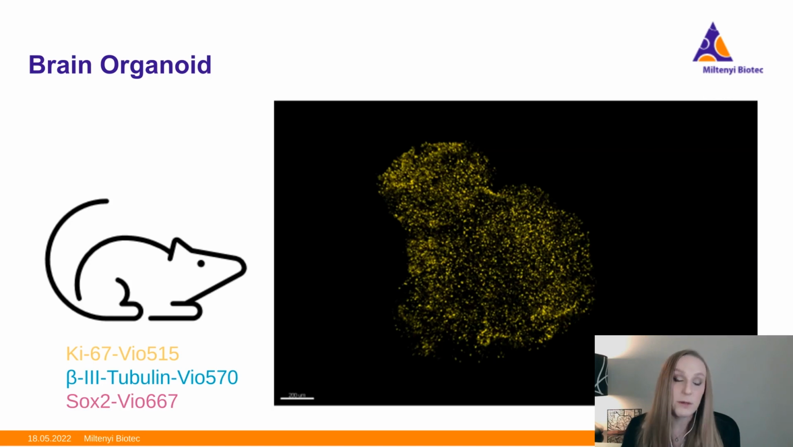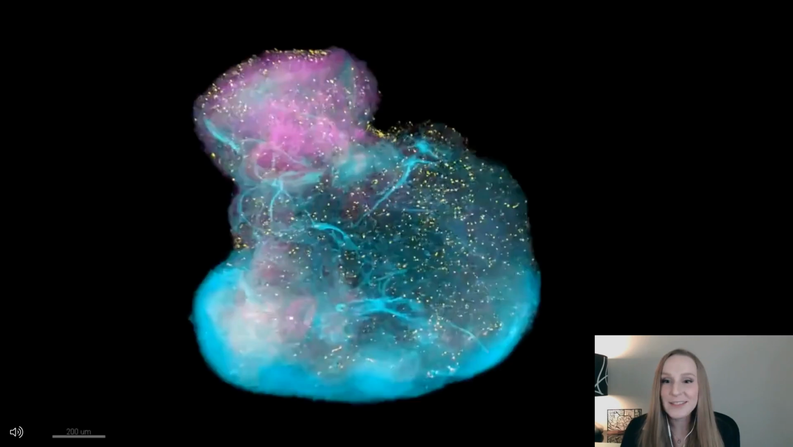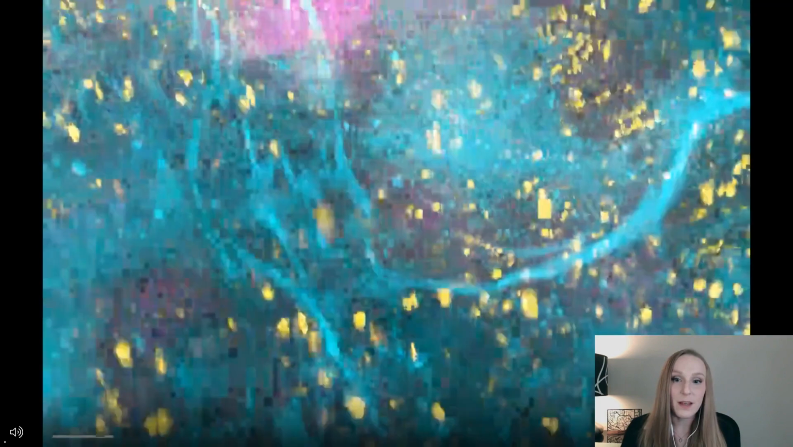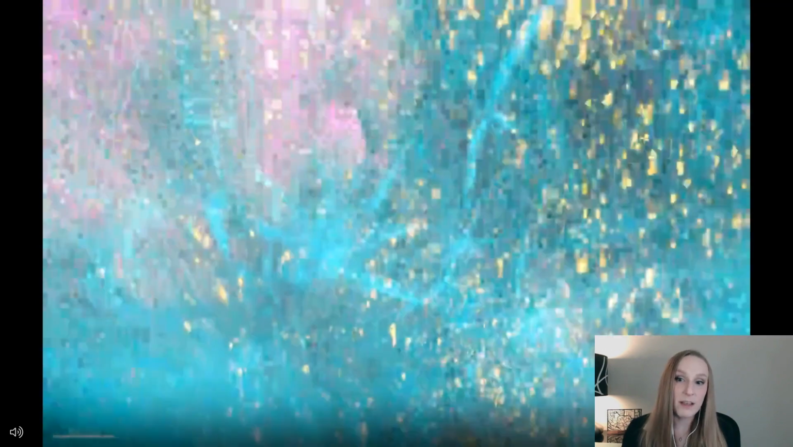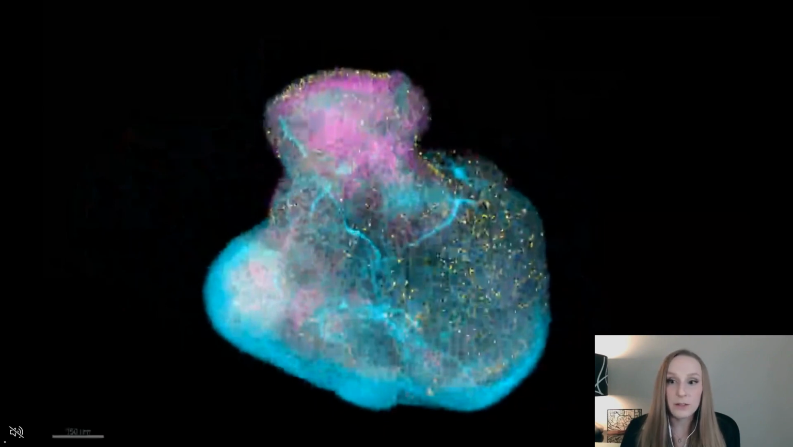So in the next couple slides, I just want to show you a little bit of examples of what can be imaged with this system, to be able to get an idea of the image quality and the types of data that you could get out of it. So we're going to first start with looking at something on a scale of a couple of microns. This is a brain organoid in this example. We can see Ki67 here in yellow, followed by the SOX2 in magenta, and the neuronal marker beta-3 tubulin in cyan.